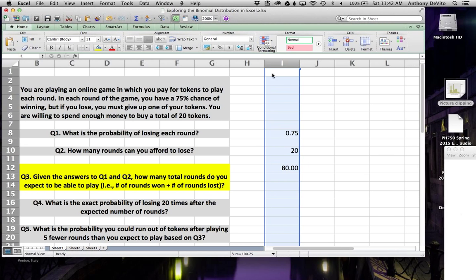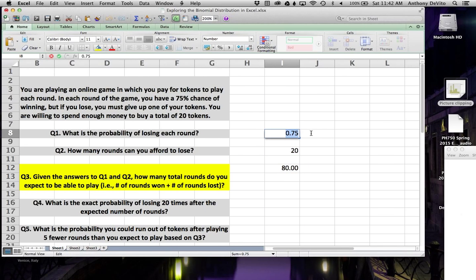Okay, the probability of losing a round is 0.25. I don't know where that came from. How many rounds can you afford to lose? You can lose up to 20 rounds, right? So now you can intuitively say to yourself, well, gee, if my chances of losing are 1 in 4, 25%, and I've got 20 coins, well, that means I can play 80 rounds. Just think about it.